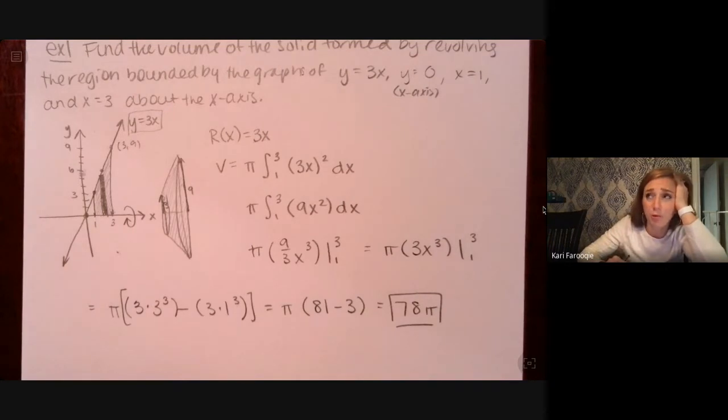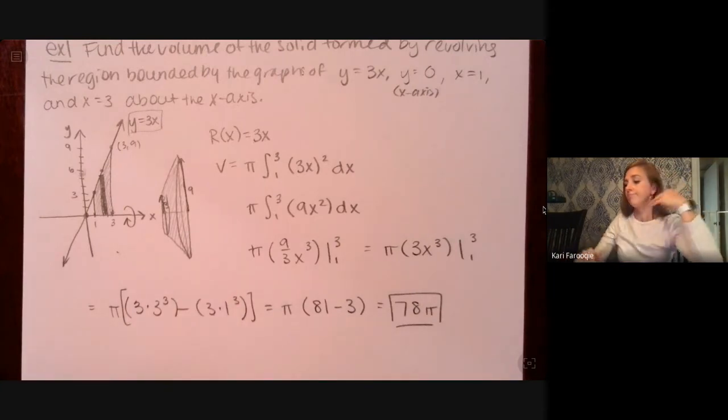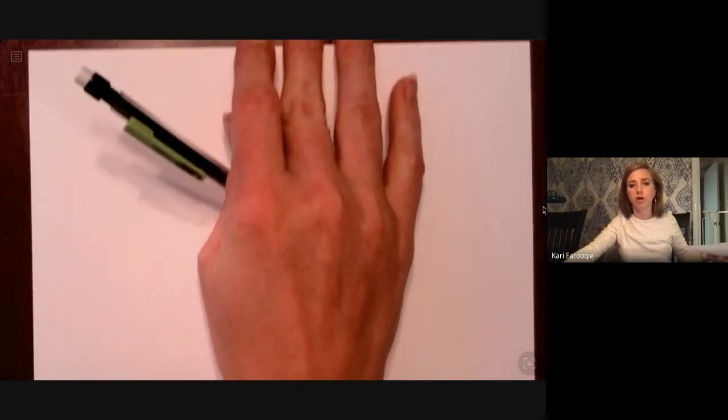But we know a couple of things, like, we know our answer shouldn't be negative because you can't have negative volume. So something like that definitely would be a clue that something didn't go well. Other than that, make sure you have the pi on your answer. Okay. Let's do another example, and this time we're going to switch our axis of revolution.